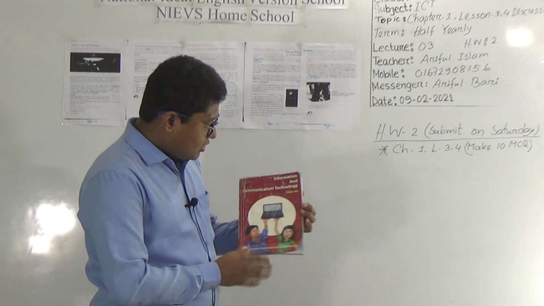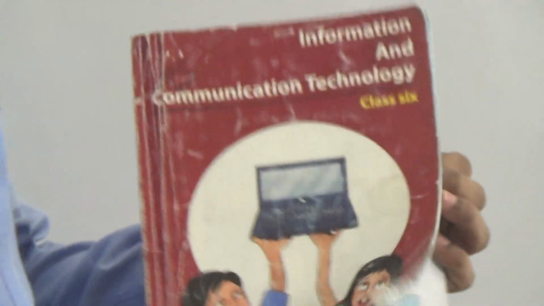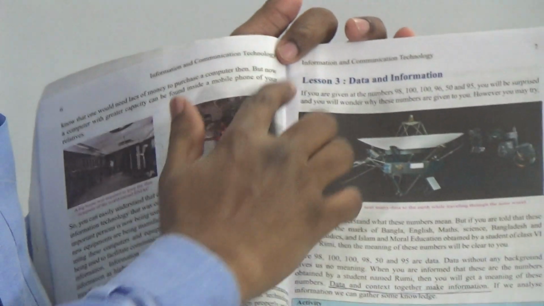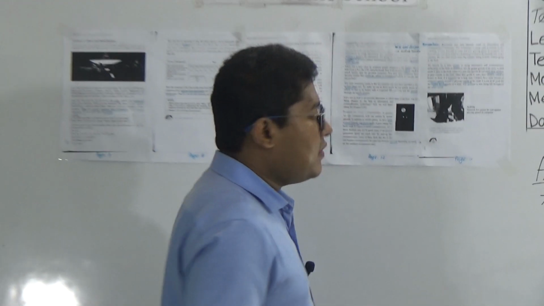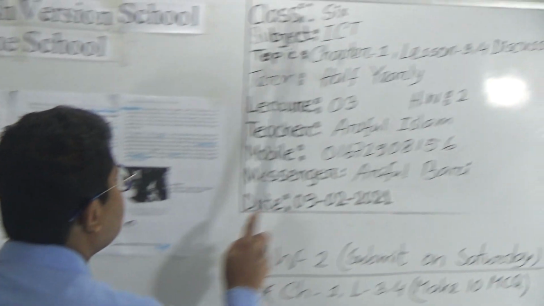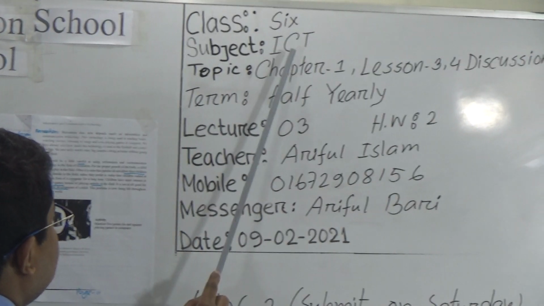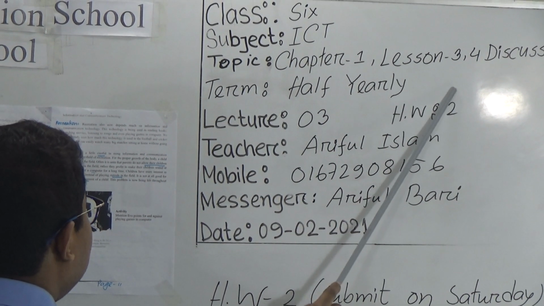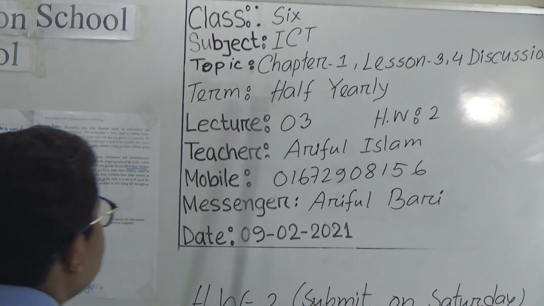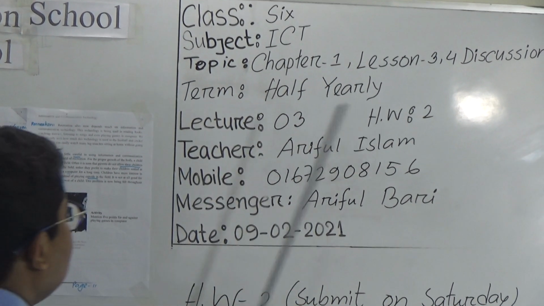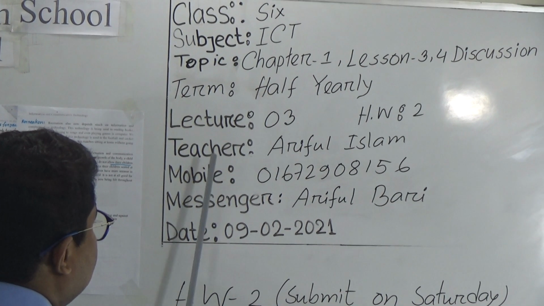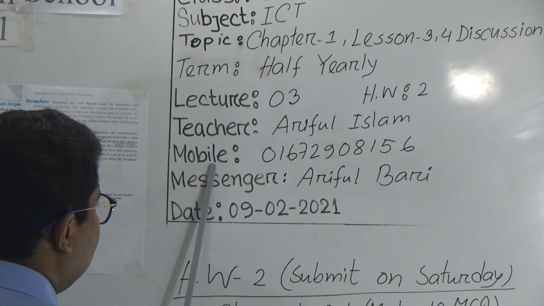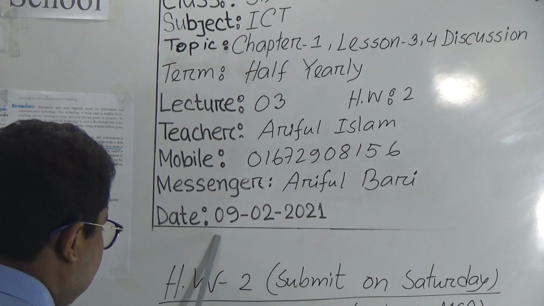So, my dear students, this is your ICT book, Information and Communication Technology book for class 6, and we will discuss today lesson 3 and lesson 4. Okay, so let's see our today's class. Class 6, subject ICT, topic Chapter 1, lesson 3, 4 discussion. Term half yearly, lecture 3, SW will be 2, teacher Ariful Islam.